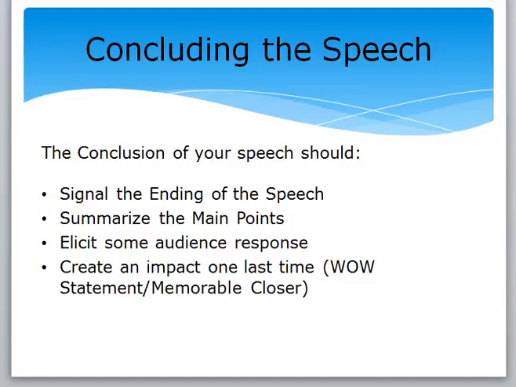In this mini lecture, we'll talk about concluding your speech. Now, the conclusion of the speech is equally important to the introduction of the speech. In the conclusion, you want to signal that the ending of your speech is approaching, and you would do this through a transition statement. You also want to summarize again what your main points were.